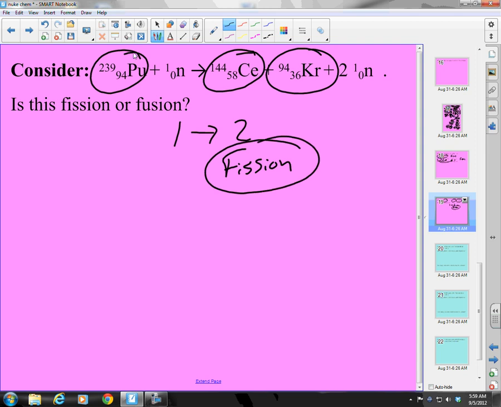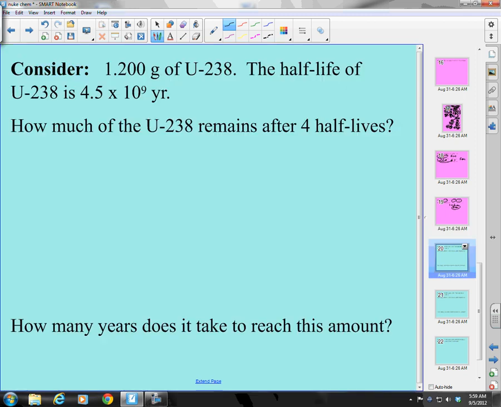Let's move on to the last concept. Here we go for the unit. I have 1.200 grams of uranium-238. The half-life of uranium-238 is 4.5 times 10 to the 9th years. Yow, that's a long time. How much of the uranium-238 remains after 4 half-lives? This looks kind of scary. I got some numbers here, and I have a big number there. That might scare me. And there's a new word, half-life. Oh boy, what is half-life?